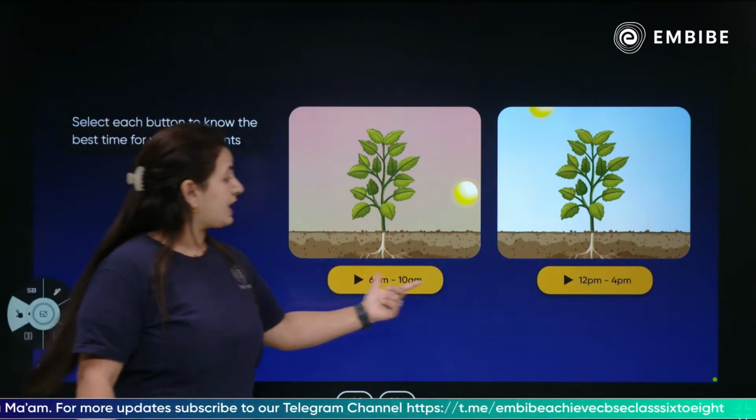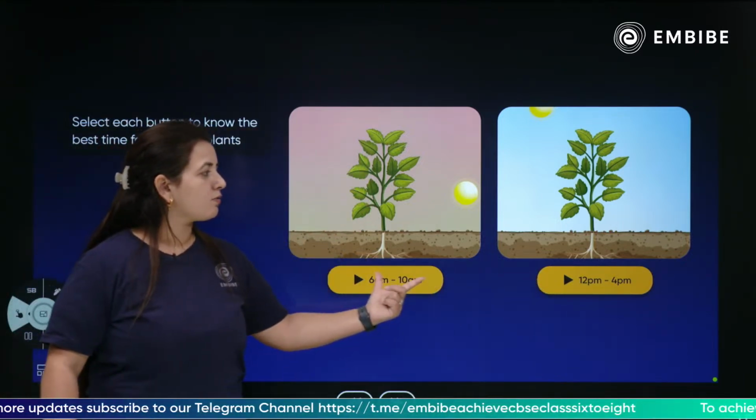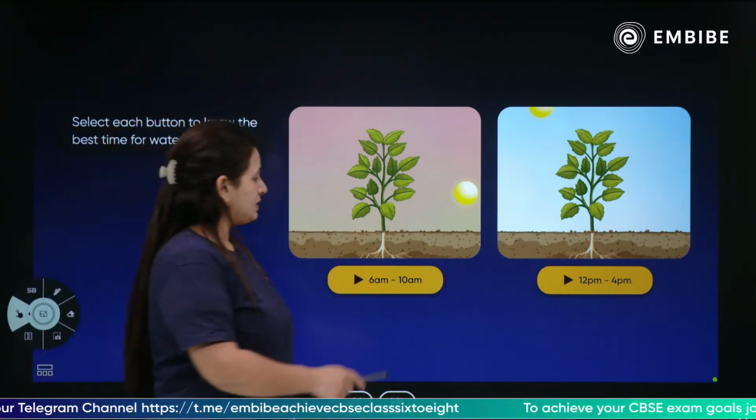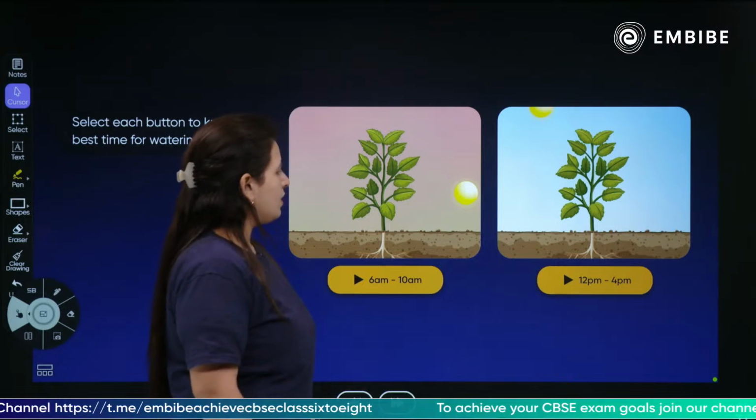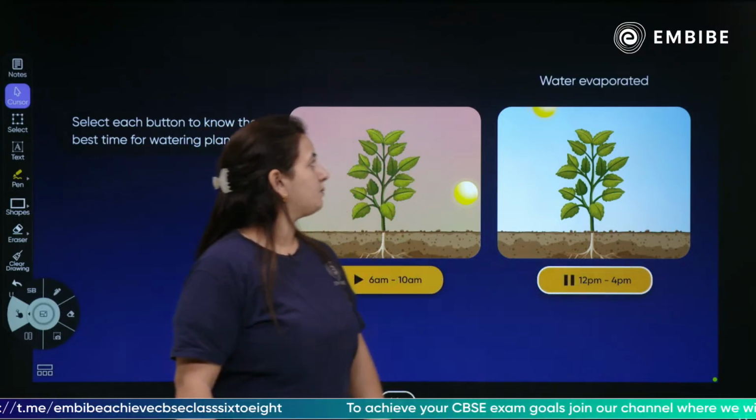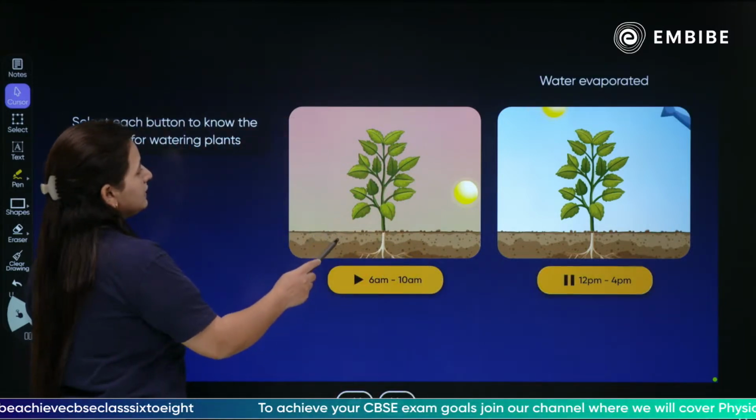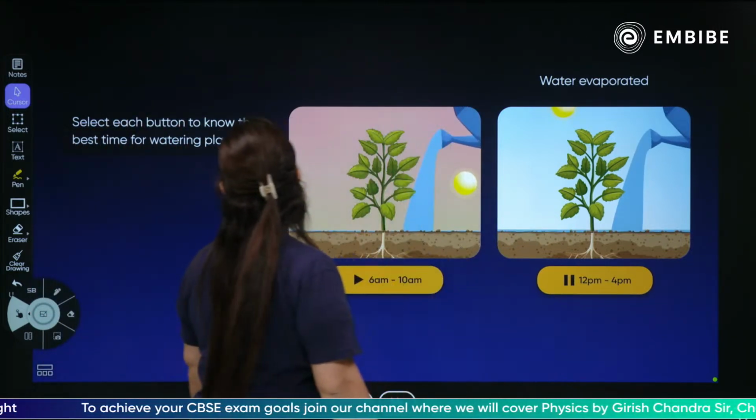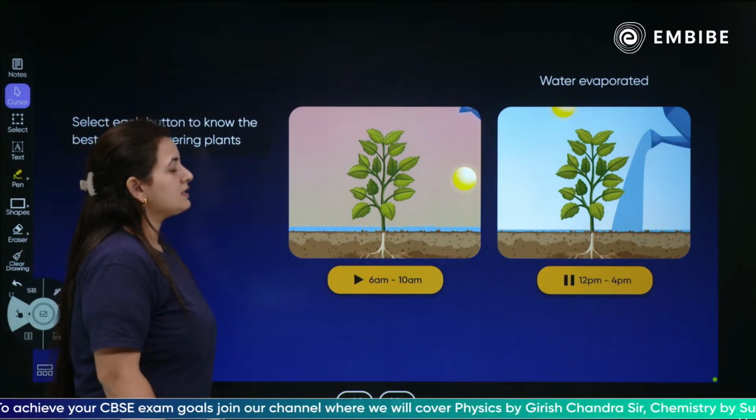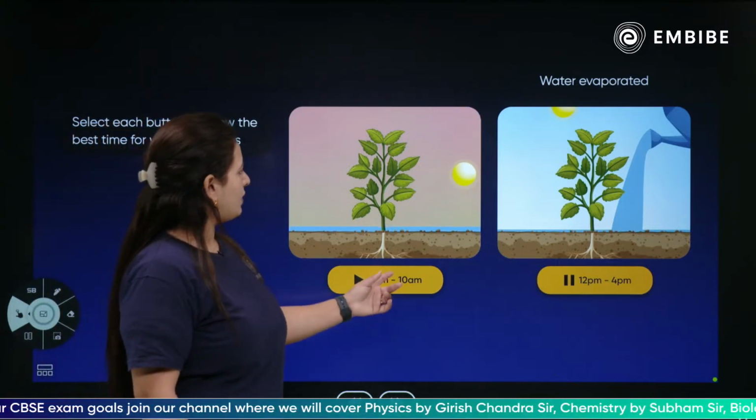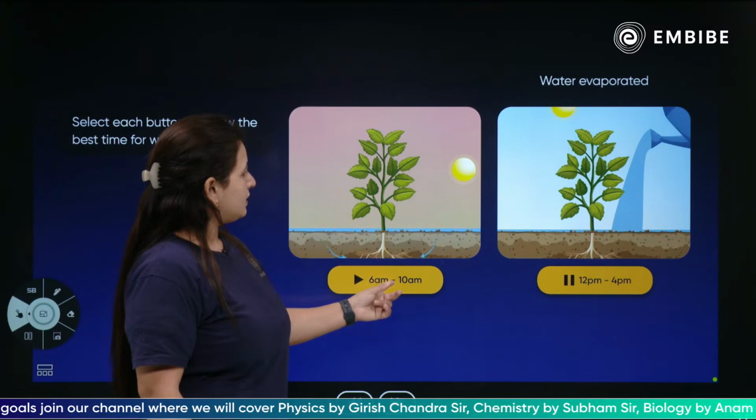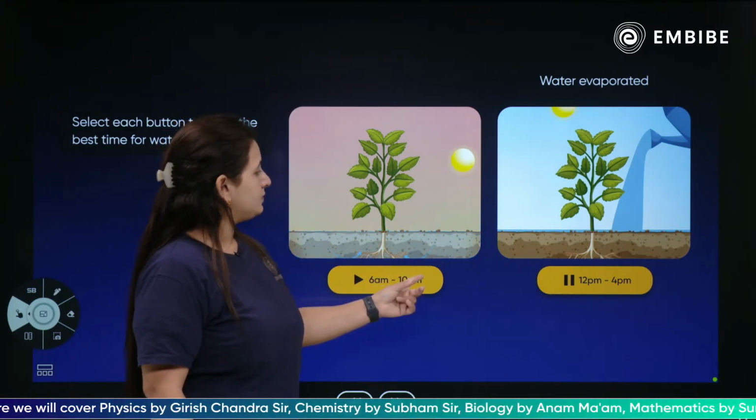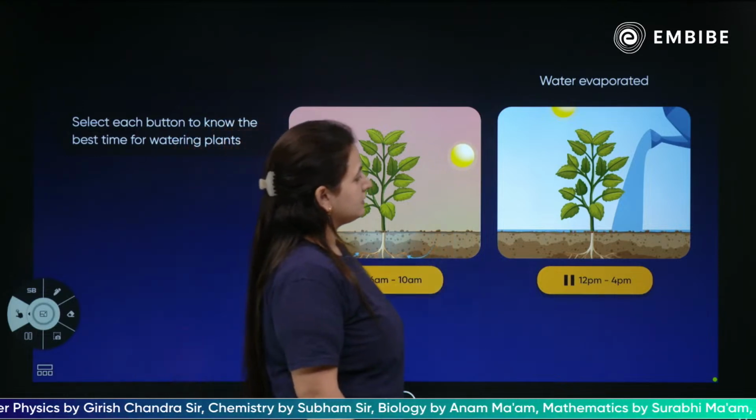In summers, which time should be best suited for giving water to the plants? Yes, you tell me. Is it 6 a.m. to 10 a.m. or is it 12 p.m. to 4 p.m.? Yes, this one or this one? Which particular time is efficient? See, I have already started giving water. Yes, 6 a.m. to 10 a.m.